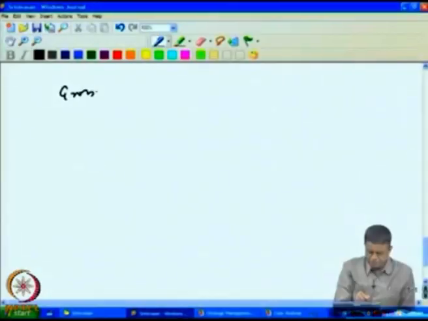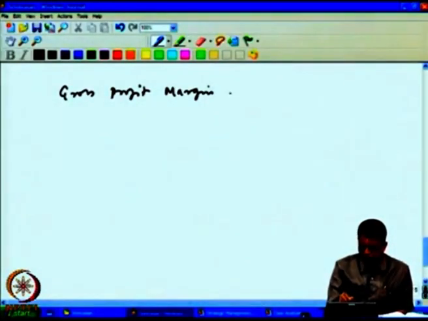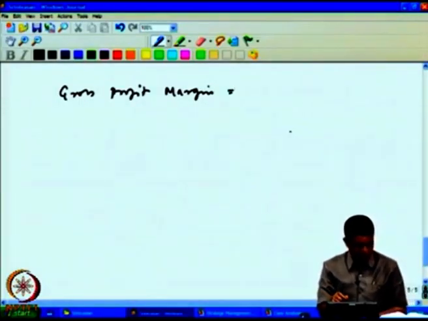Now, let me just take you down to some of the formulae which we have already listed. In the last class we looked at the different shareholder group measures and stakeholder measures, and we listed all of them. Now, in a similar manner, let us look at these financial ratios. What does gross profit margin mean? How do you calculate this gross profit margin?